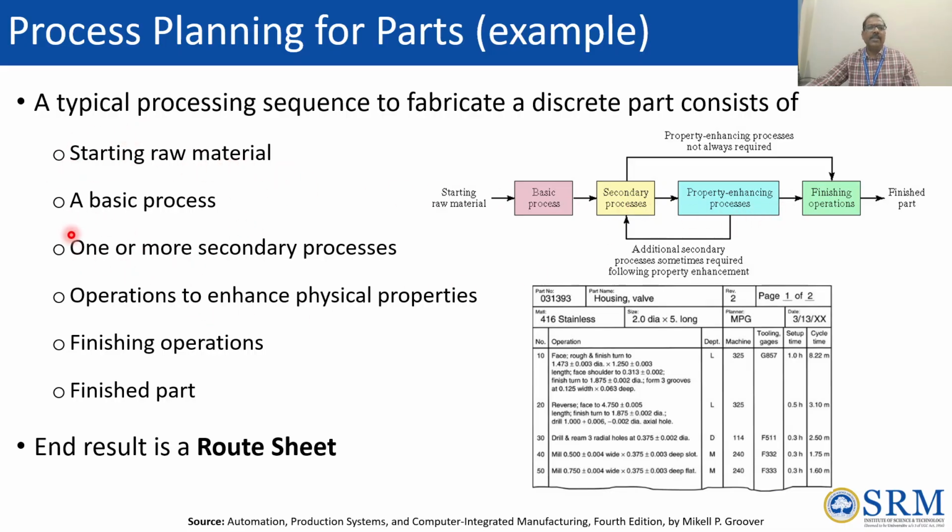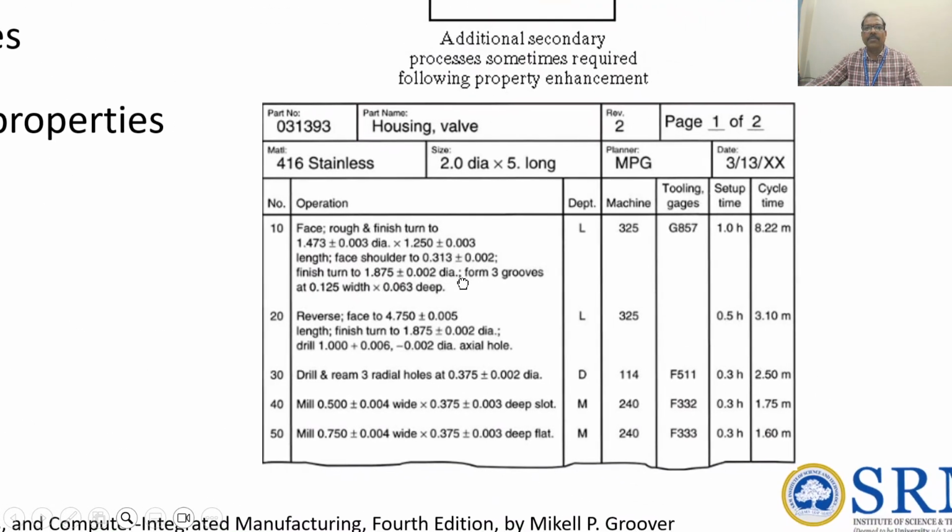Starting with the raw material, a basic process, one or more secondary operations to enhance the physical properties, a finishing operation, and then the finished part. This gives us a complete idea about the process plan. The process plan is otherwise called a route sheet. So consider this is the route sheet. The part number is given. Maybe I can zoom in a little bit for you.